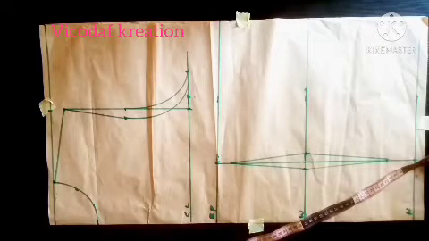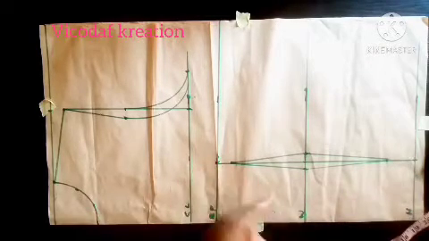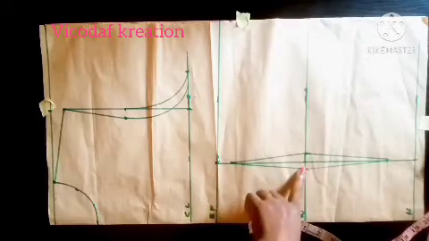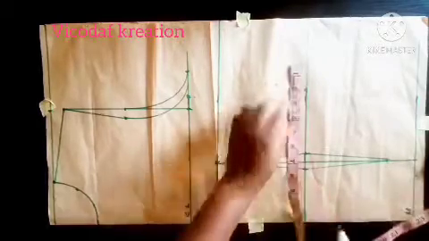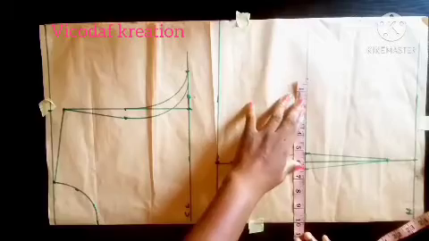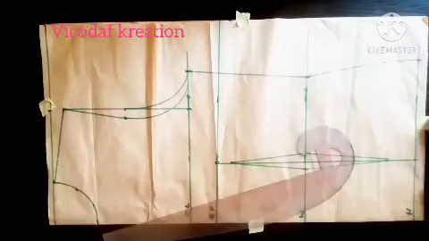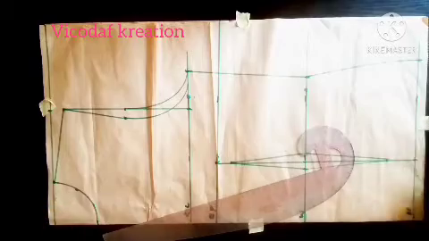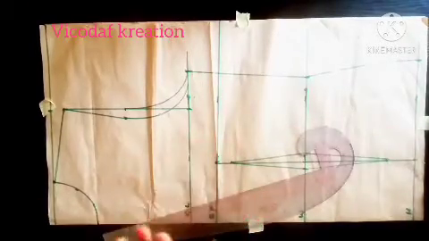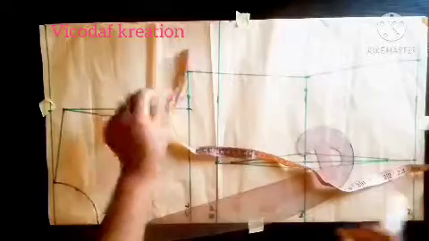So on the waist, my waist is 36. 36 divided by 4 will give me 9, plus the 1 inch for that intake, that's 10 inches. Connect it together. So now this is our front bodice.